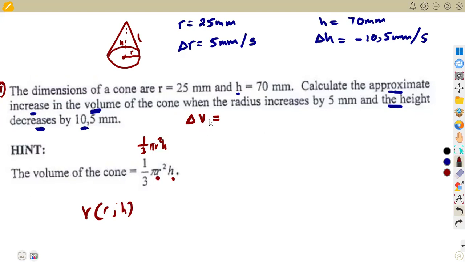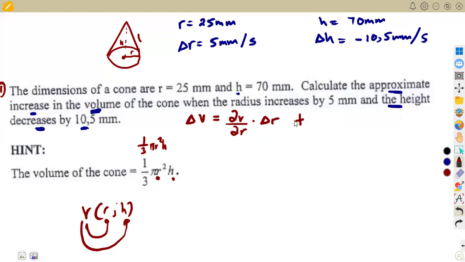So the change in this volume is going to be the derivative of the volume with respect to the radius, the first thing, times the change in what you are differentiating with respect to. With respect to what? With respect to the radius. So it's going to be the change in radius, plus the derivative of the volume with respect to the height.